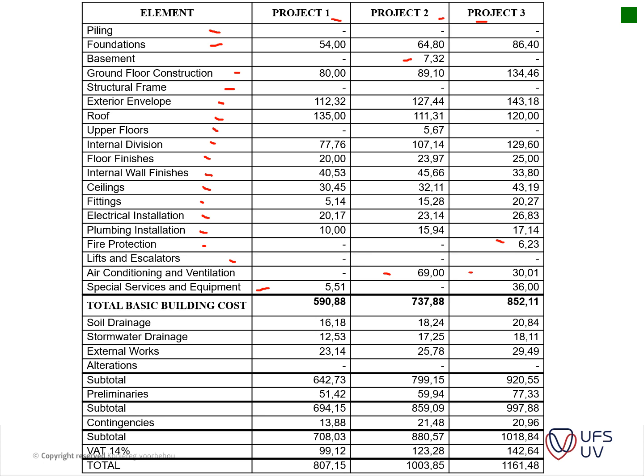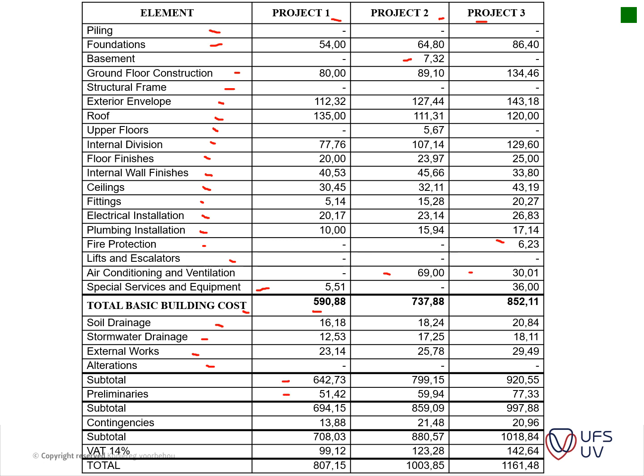Then you would see the basic building cost was developed here. This also explains the basic building cost for you a little bit for our previous methods that we've used. So you can see now they've got the external works here. We've got a soil drainage, which is your sewer basically. So you've got your stormwater drainage, any other external works, alterations if it was an existing building and some alterations had to be done to that, and then you've got your subtotals here.